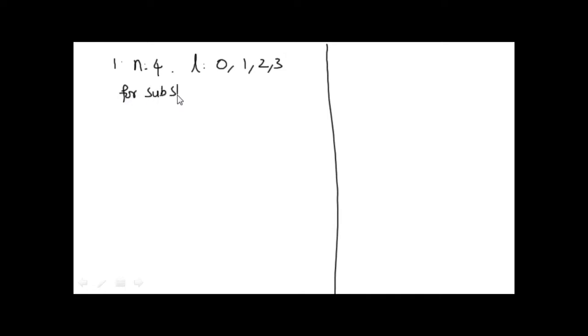How many orbitals are possible for n equal to 4? This is the question. The answer: n equal to 4. What is the L value? What are the possible values? 0, 1, 2 and 3. For the subshell, 0 is S, 1 equal to P, 2 equal to D and then 3 equal to F orbital.